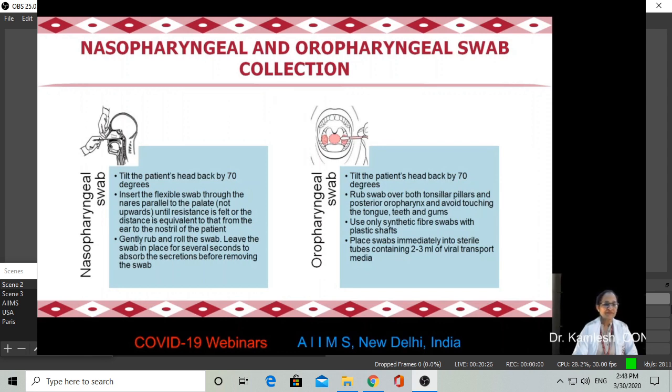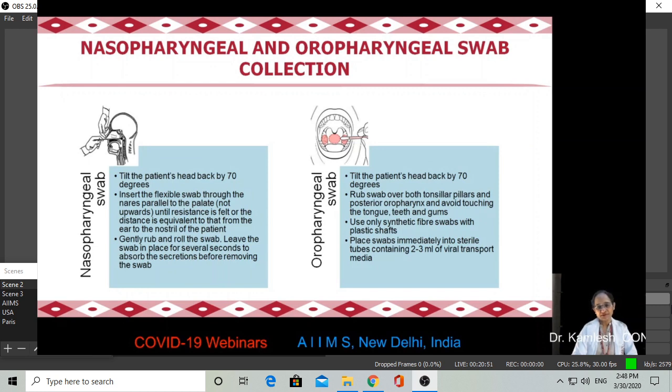For nasopharyngeal swabbing, tilt the patient's head back by about 70 degrees. Insert the flexible swab through the nares parallel to the palate until resistance is encountered, or the distance is equivalent to that from the ear to the nostril of the patient. Gently rub and roll the swab. Leave the swab in place for several seconds to absorb the secretions before removing the swab.